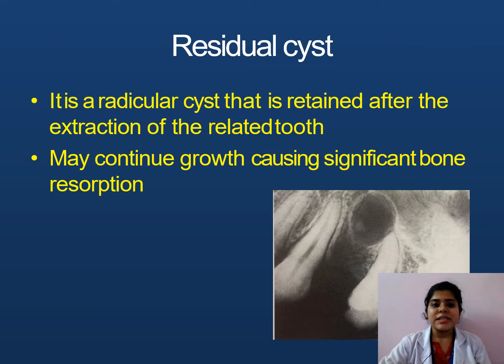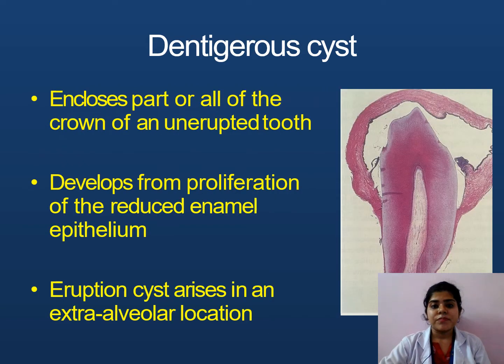Moving on to the residual cyst, it is a radicular cyst that is retained after the extraction of the related tooth, and may continue to grow, causing significant bone resorption.